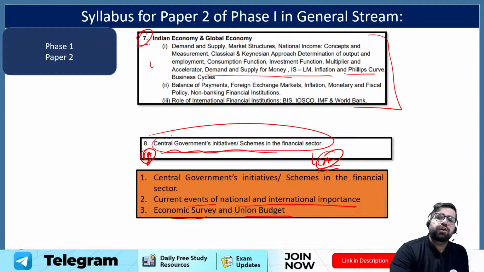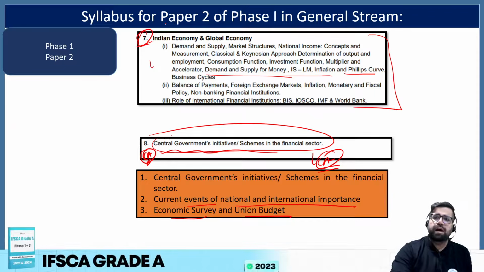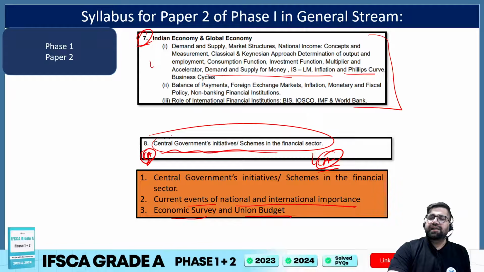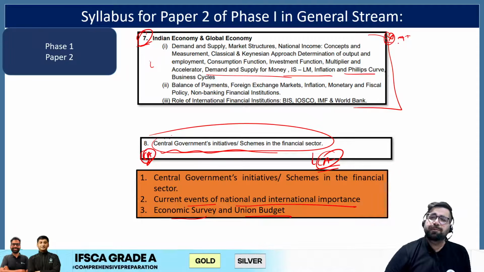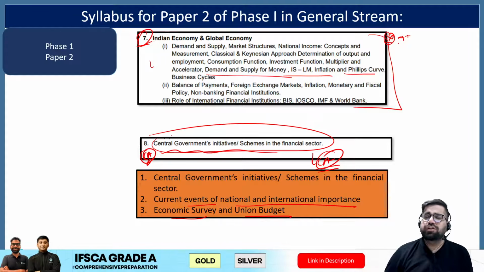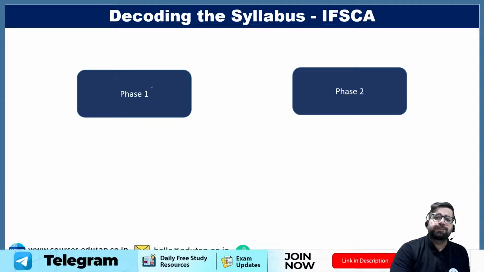And for Indian economy and global economy, I have told you, you have to do the chapters, but the weightage is not that high. If I were in your place, I would have skipped it, because first of all it's technical and the input-output ratio in this particular topic is not that high. Okay, so this completes our phase 1.